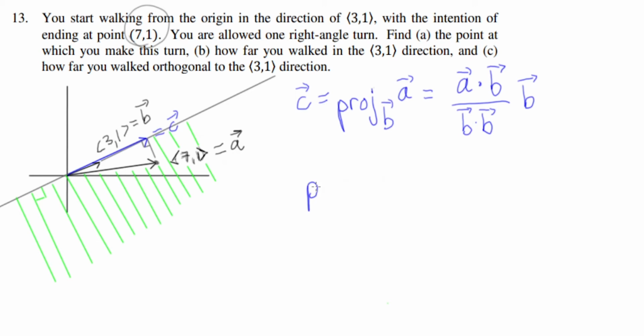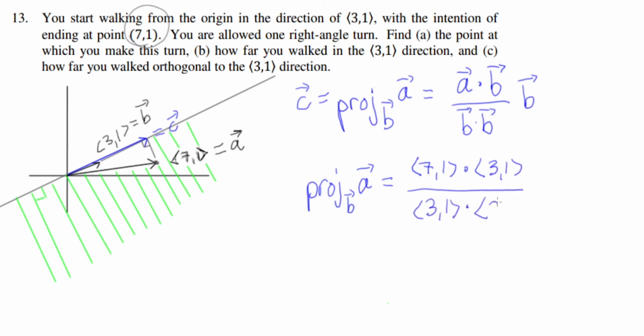We know that the projection of A onto B is the dot product of A dot B over B dot B, all times B. So A is 7, 1 dot 3, 1, all over 3, 1 dot 3, 1, all times B, which is 3, 1. Okay, so there you go. Now all we have to do is calculate this.